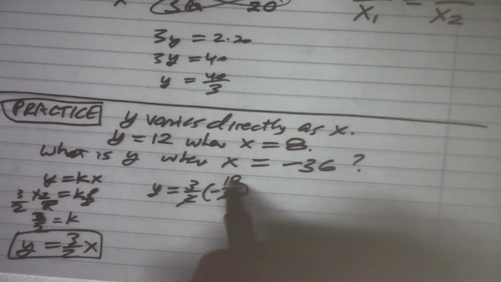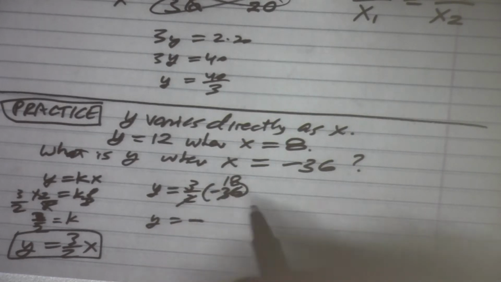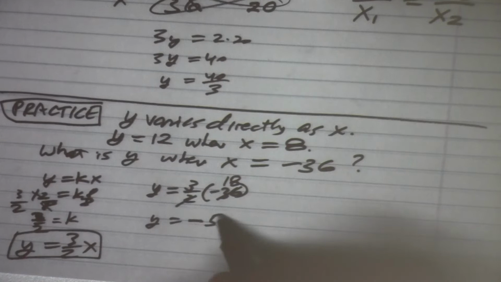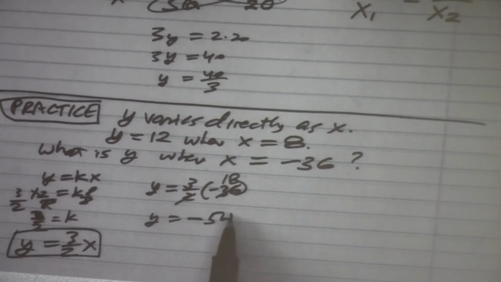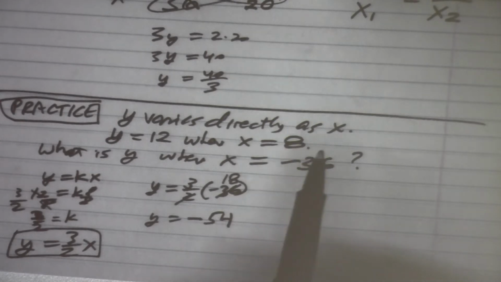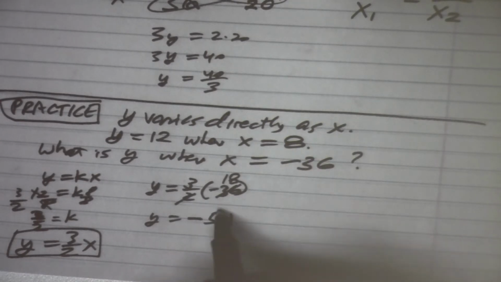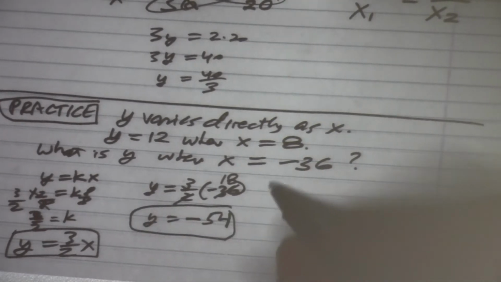And then I can multiply the 3 times the 18. Oh, but there's a negative first. One positive and one negative. That's 30, 40, 54. So that means the y is negative 54 when the x is negative 36. So that would be the answer I want.